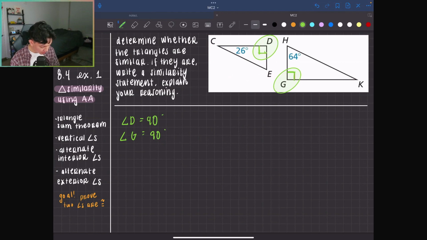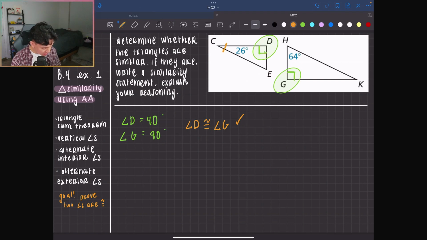So what can we say? We can say here that angle D is congruent to angle G. So we have already proven that one pair of angles are congruent. Now all we need to do is find another pair of angles, okay? Let's take a look at these triangles again.